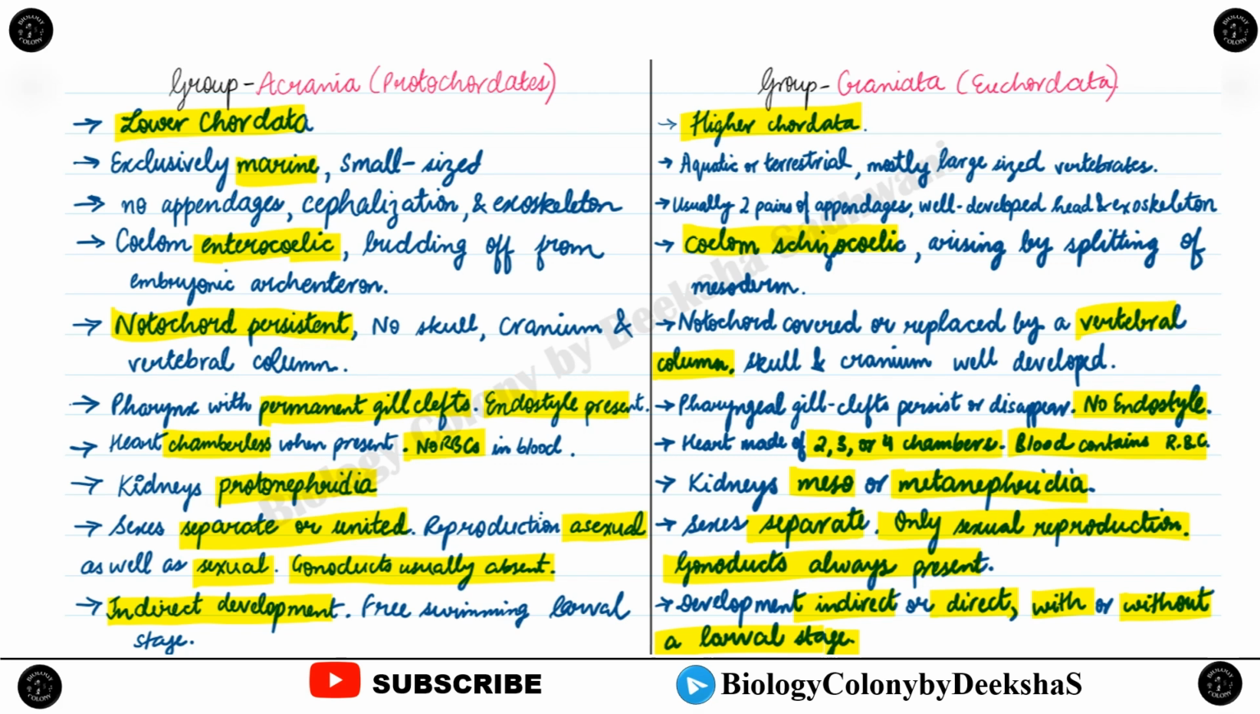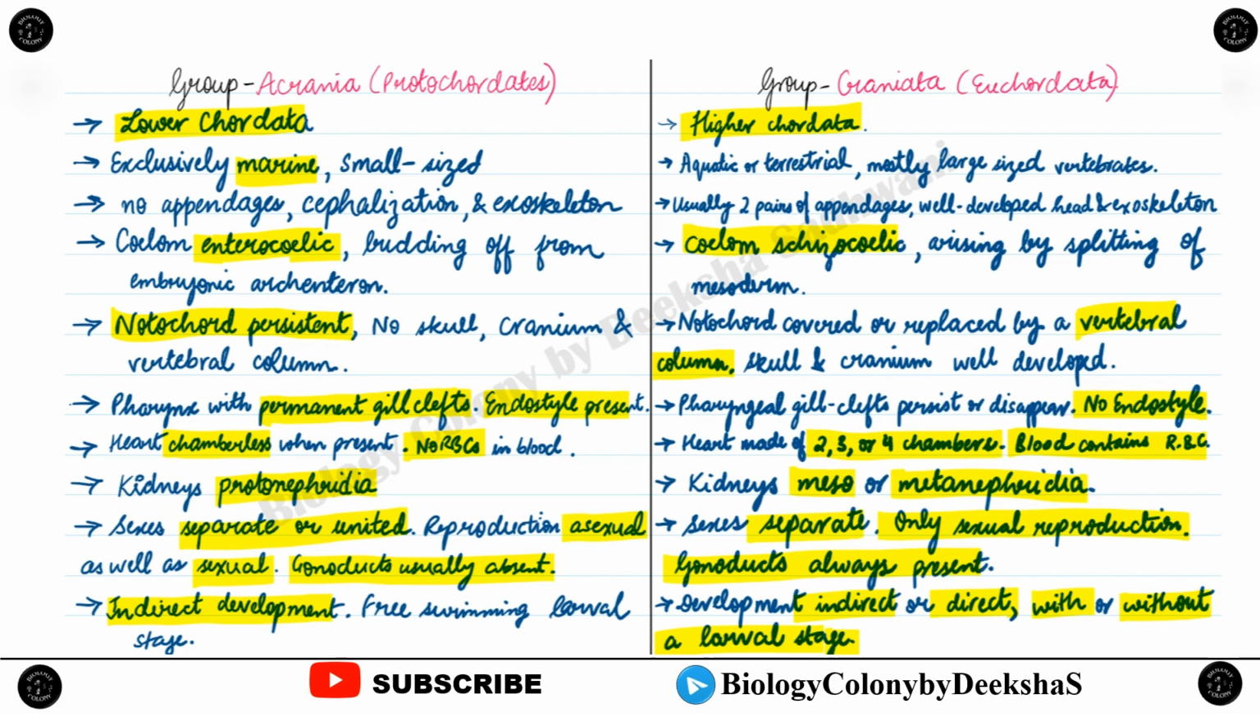Coelom in acrania is enterocoelic, that is, it is budding off or pinched off from embryonic archenteron, while craniata have schizocoelic coelom, that is arising by the splitting of the mesoderm. Notochord is persistent in acrania and they have no skull, cranium or vertebral column, while in craniata notochord is covered or replaced by a vertebral column and skull and cranium are well developed.